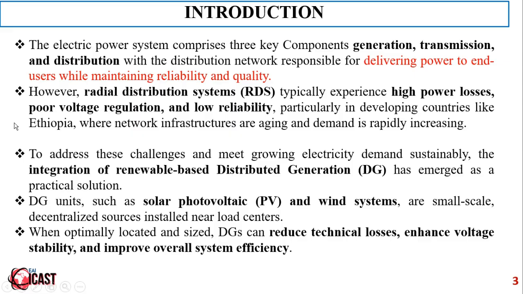To address these challenges and to meet the growing demand, integration of renewable DG is a viable solution. And DG units such as PV and wind are small-scale decentralized sources installed near the load centers. And one of the basic considerations in integrating DG is its location and size. Optimizing this location and size is essential, otherwise the benefit is reduced. So, optimal location of DG may reduce technical loss, enhance voltage stability, and improve overall system performance.